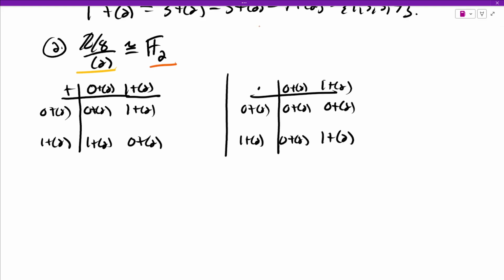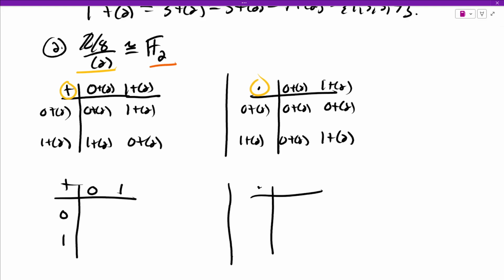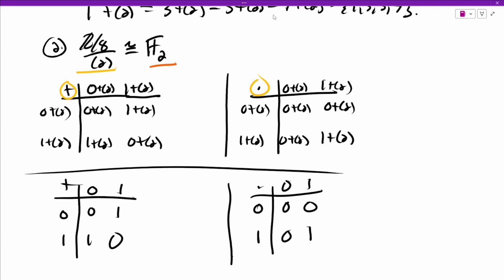And this is for this guy here. If we want to do F2, then what would we get? Well, we'd do 0 and 1, 0 and 1, and again 0 and 1, 0 and 1. And we would get 0, 1, 1, 0, and we get 0, 0, 0, 1. What's different about these addition and multiplication tables?